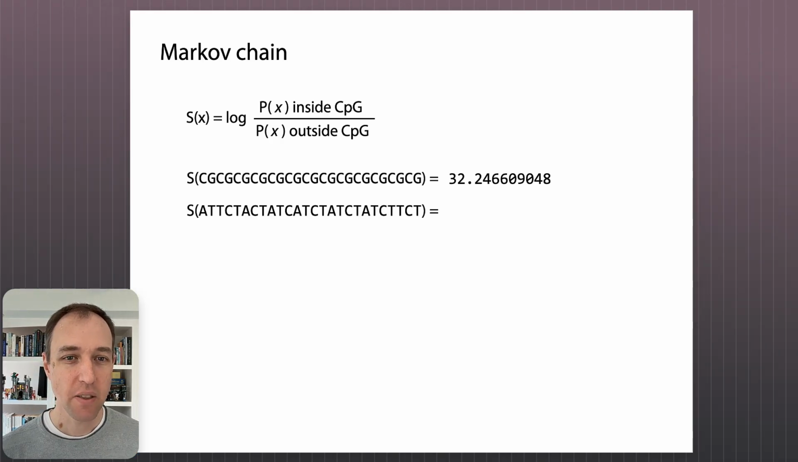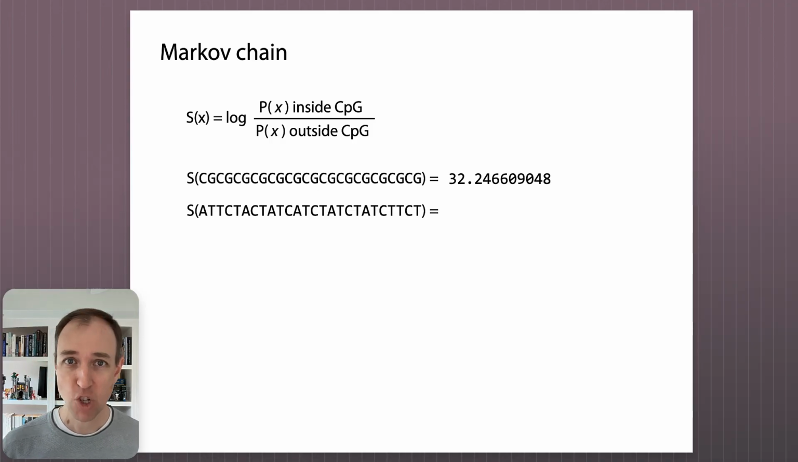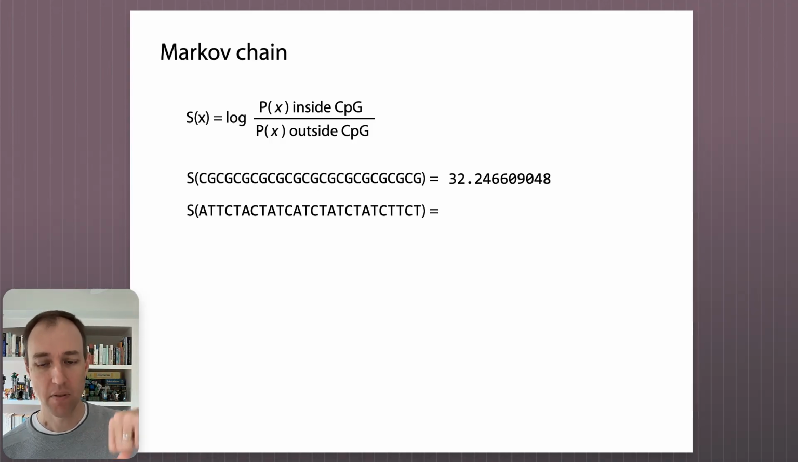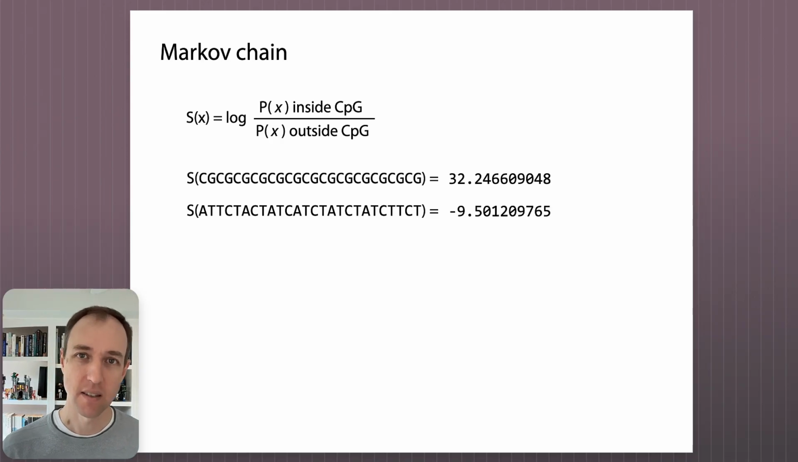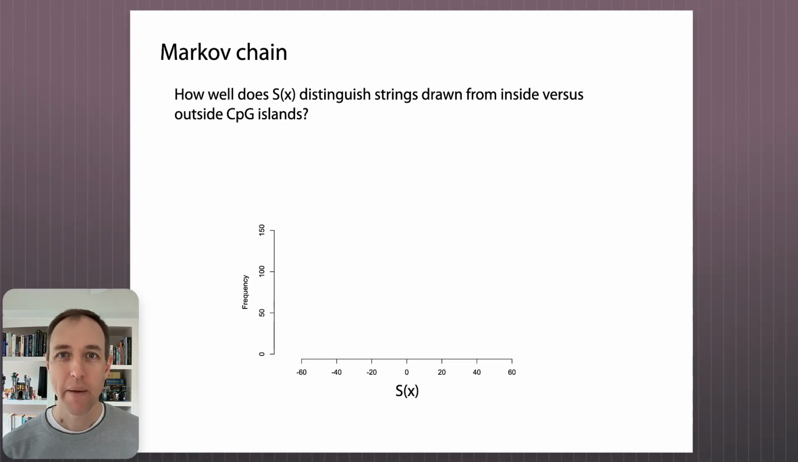If we give it another example, this one is a mix of bases. It's got A's, T's, and C's, but there are no CPGs. In fact, there are no G's at all in this example. So we hope that if our score is doing its job, it should give us a negative number for this one, and it does. So it passes at least this very simple check. But the real question is, what happens if we throw lots of realistic examples at this model?